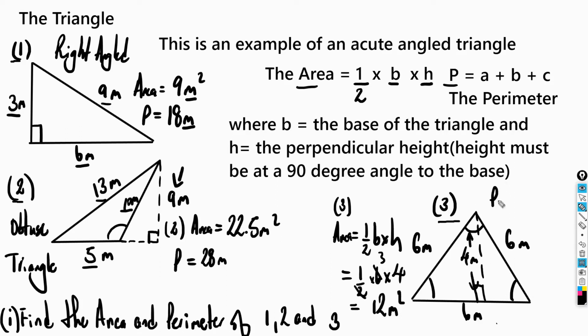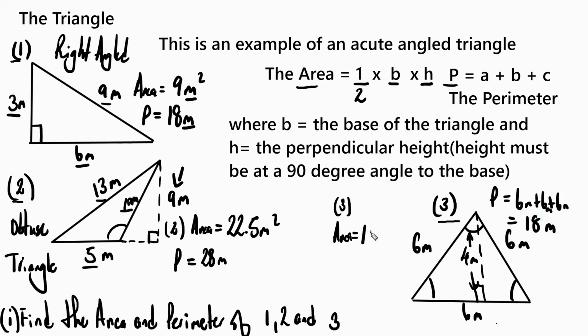And the perimeter, let's write that over here. The perimeter should be equal to 6 meters plus 6 plus 6 meters, right? And we should actually end up with 18 meters for the perimeter. So let's just clean that up and write that neatly. The area is equal to 12 meters squared for number 3, and the perimeter is equal to 18 meters.